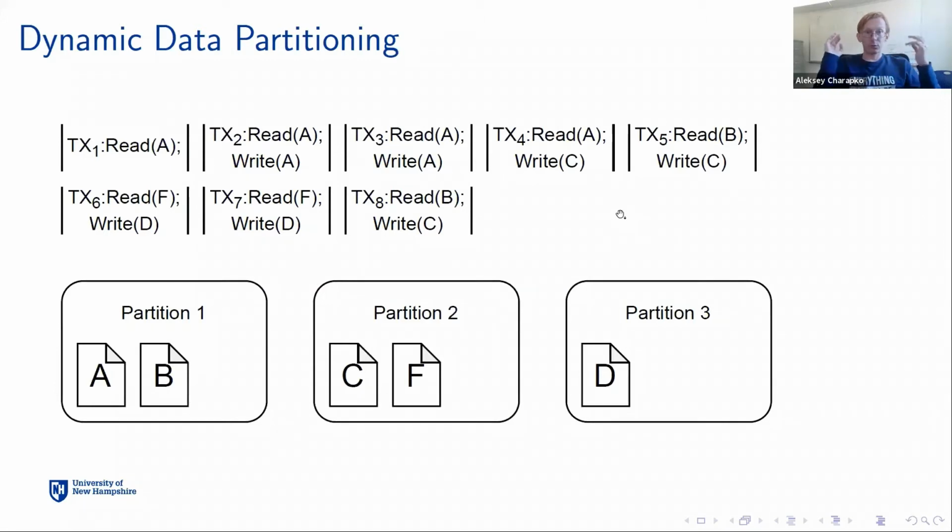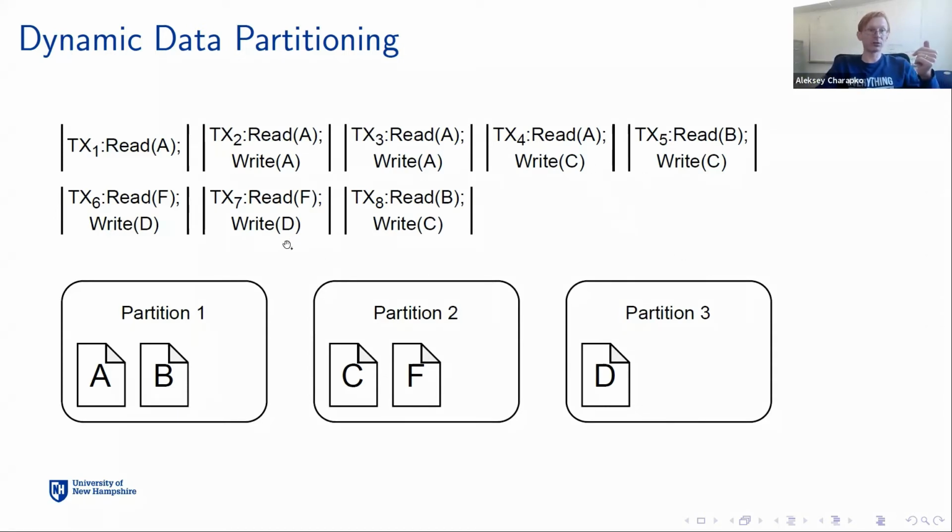So Hermes solves this dynamic data partitioning by not looking at the historical data, but looking at the current data in a system. In particular, because we're working with these deterministic systems that batch the transactions, Hermes looks at the transaction batch, rather. In a batch, we may have multiple transactions. I show an example here on the screen.